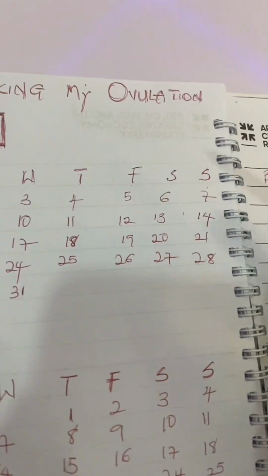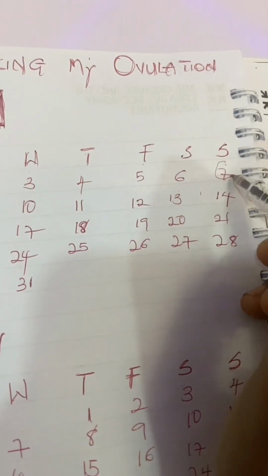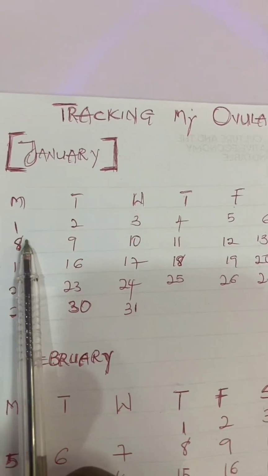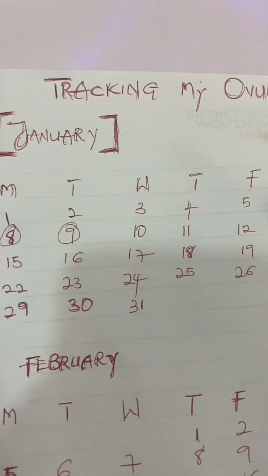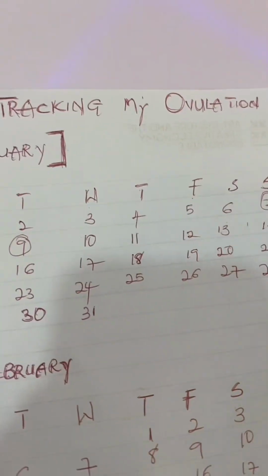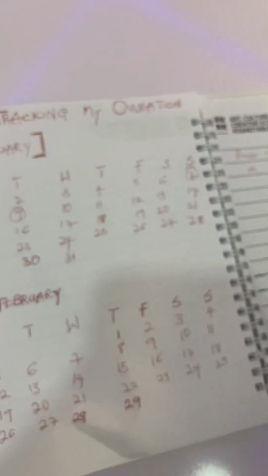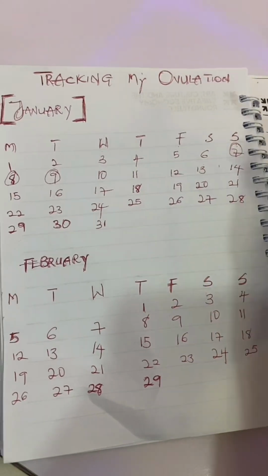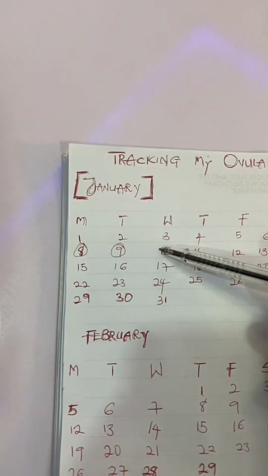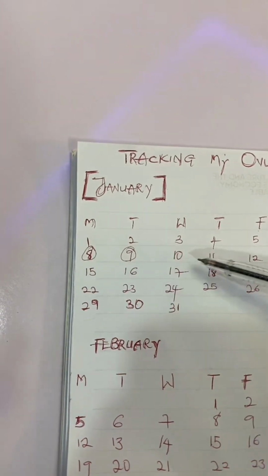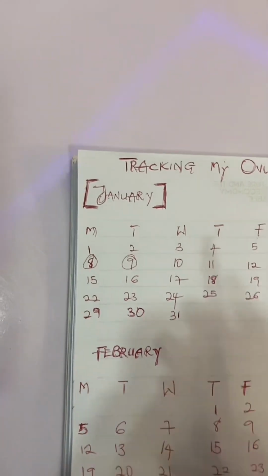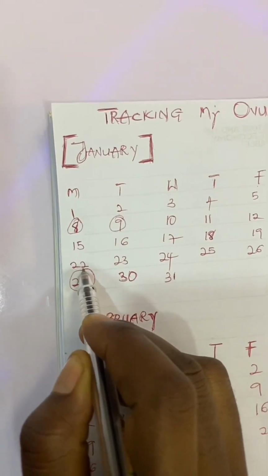Let's say Bimbo's period started on the 7th, and it lasted for 3 days. That's 7th, 8th, 9th. Let me mark it. 7, 8, 9. And we already know that Bimbo has 22 days cycle length. This 22 days is the period of time before her next period. Now we're going to count. We'll start counting from the day she started her period. So that's 7, 8, 9. So 1, 2, 3, 4, 5, 6, 7, 8, 9, 10, 11, 12, 13, 14, 15, 16, 17, 18, 19, 20, 21, 22. Okay, so Bimbo's next period will be on the 29th.